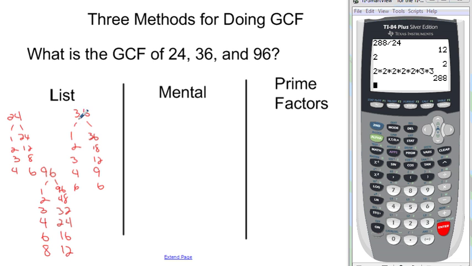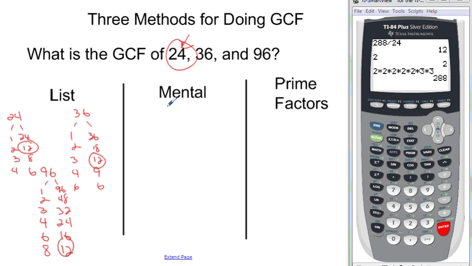Okay, so what's the biggest number that appears in both lists? Oh, excuse me, all three lists. It looks like it's 12. Okay, so the answer is going to be 12. Well, how do I do this mentally? So for greatest common factor, I take the smallest number, because I'm not going to get factors that are common for all these that are bigger than 24.